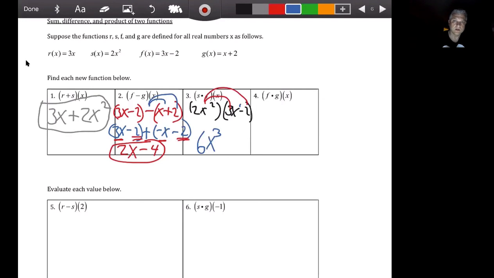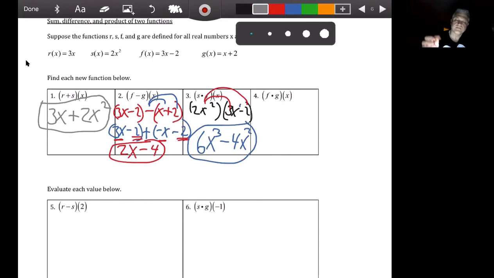Okay, you can go back and rewind that one if you want. 2 times 3, 6. X to the second times x to the first is x to the third. Please make sure you get that. 2x squared times minus 2 is minus 4, and then the x squared comes along, and you have finished.